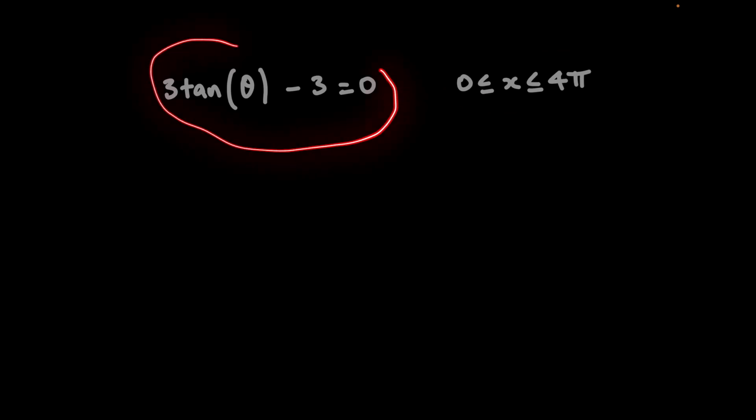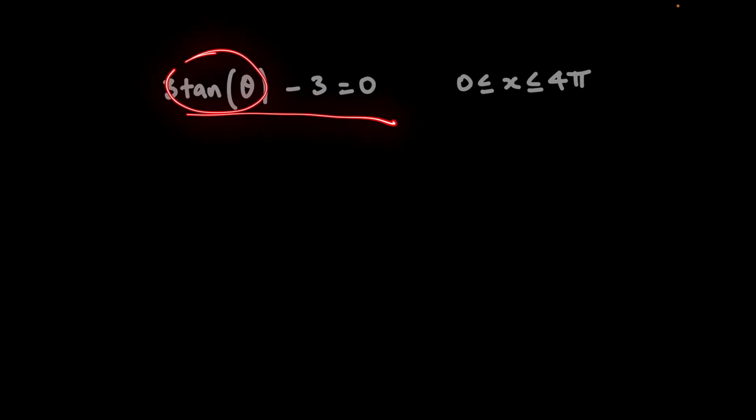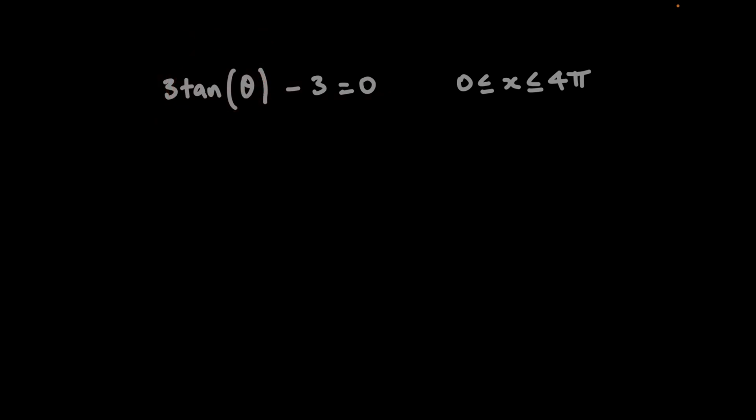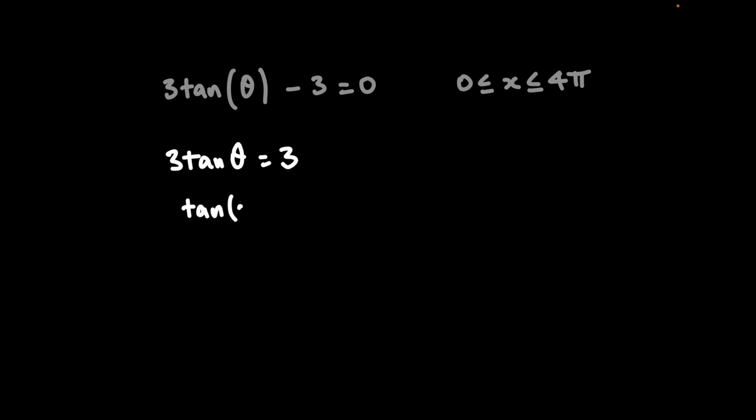First thing we're going to do is, it's much easier to interpret this question if we isolate for the tan of theta. So if we isolate for tan theta, this is what we get. We get 3 tan theta equals 3 by just adding 3 to both sides. And then we can just divide both sides by 3. So that means tan of theta equals 3 divided by 3, and that's just the same as 1. And our domain still stays the same. It's between 0 and 4 pi.